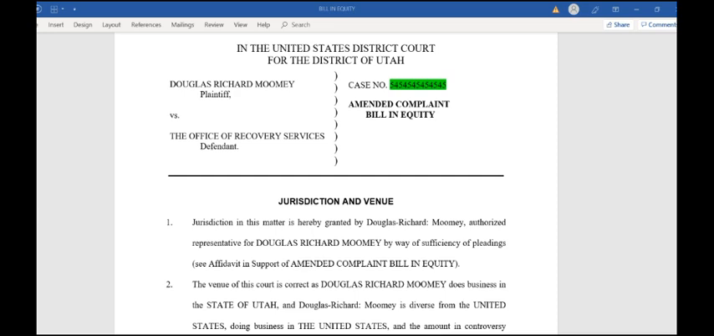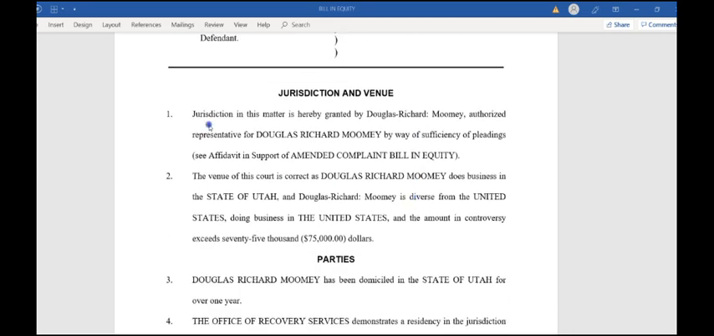So here's the last thing, really quick. Bill in equity. You're going to file it in federal district court. This is for the state of Utah. Here's the plaintiff, and here's the defendant. This is an amended complaint. The case number is going to go right there. Now, jurisdiction in this matter is hereby granted by Douglas Mooney. So, who grants jurisdiction? I do. And I am the authorized representative for the all-cap name. By way of sufficiency of pleadings, see affidavit in support.